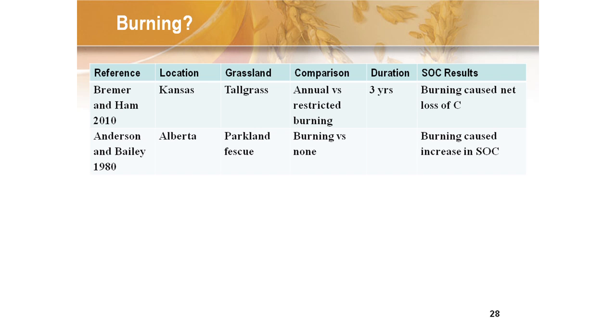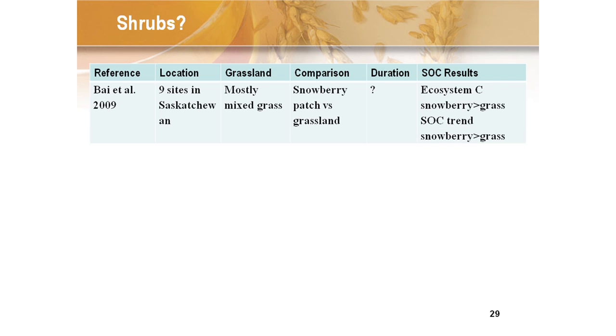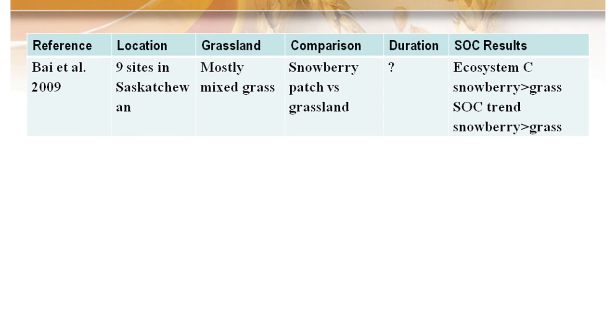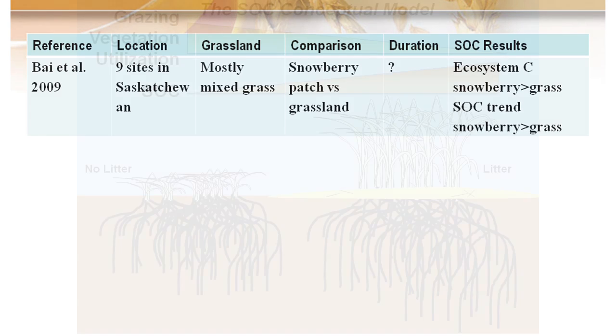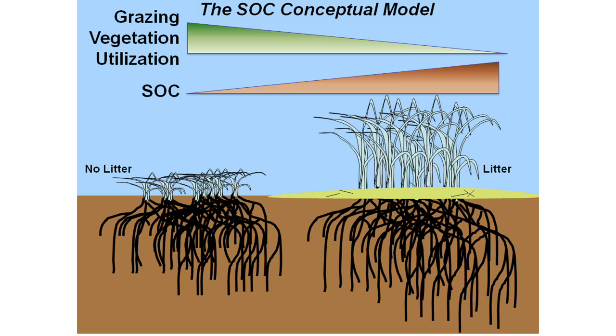One in Alberta, burning caused increase. So, organic carbon. What about shrubs? Here, definitely ecosystem carbon goes up. With shrubs, obviously there's a lot of carbon associated with the coarse woody biomass in the shrub as well as in the coarse roots. That's much different than grass, but even the soil organic carbon is at least equal, if maybe not any higher, in the shrub area as opposed to the surrounding grass that doesn't have shrubs in it. So then how does our conceptual model work?